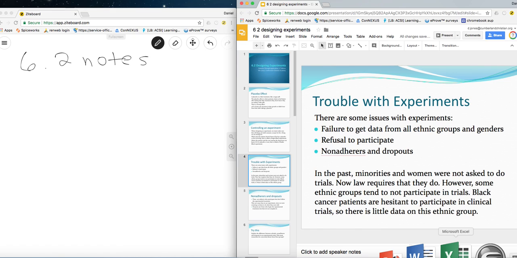So now they have laws in place that require people who would do experiments to make sure that they do control by asking women and minorities to be in them. Some ethnic groups and just people in general, not always, are excited to participate in trials. They don't want to be experiments. Many black cancer patients are hesitant to participate in clinical trials. And so there's little data on black people with cancer because of this. So there's a lot of things going on that can affect why our experiments might not be perfect.